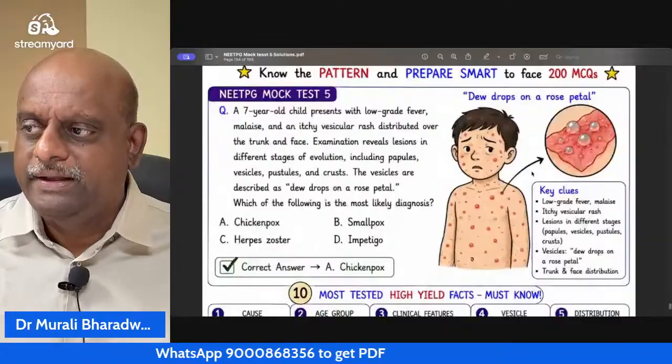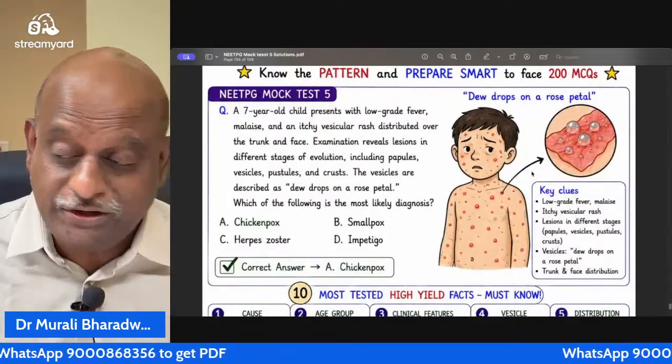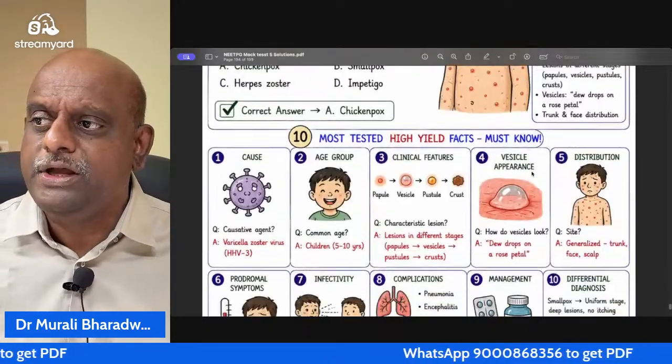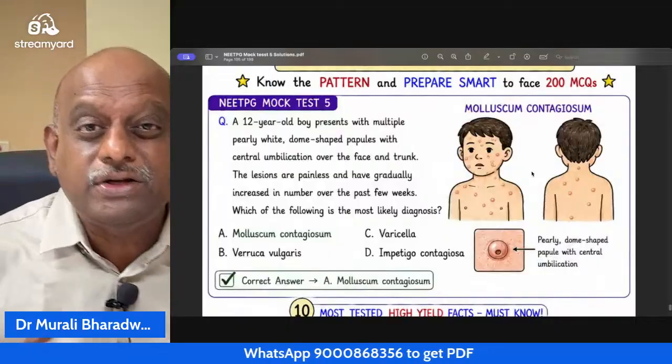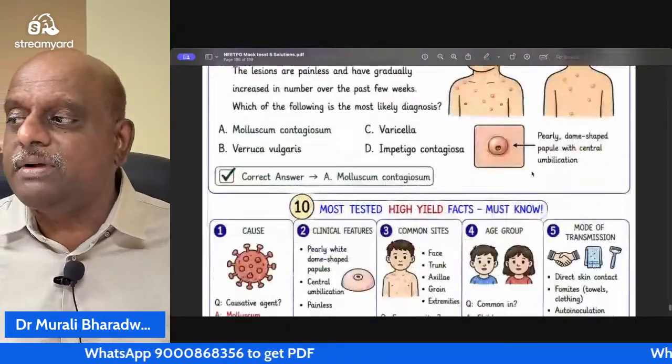7-year-old boy, vesicular rash, dew drops on a rose petal. What else do you need? Chicken pox is what you need to basically remember. 12-year-old with umbilicated white dome-shaped lesions with central umbilication, classical feature of molluscum contagiosum.